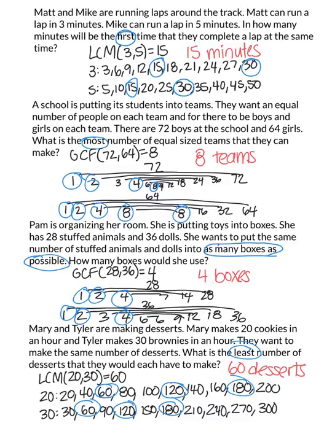Then the last question, my keyword is least, tells me I'm going to use the least common multiple. So I find multiples of 20, multiples of 30, and find the smallest one in common, which in this case is 60. So my answer is 60 desserts.